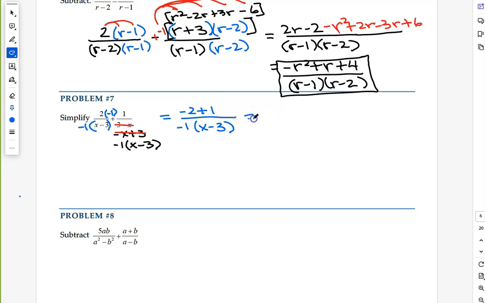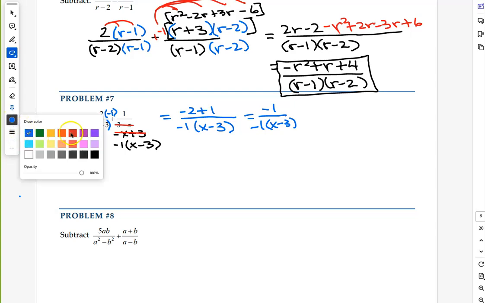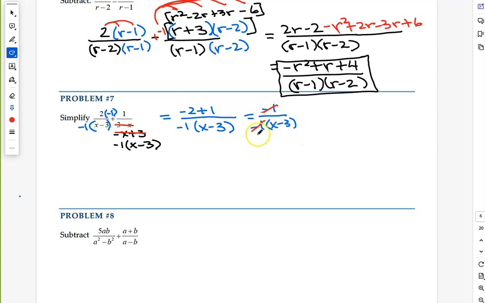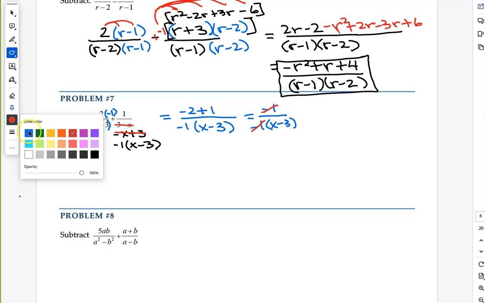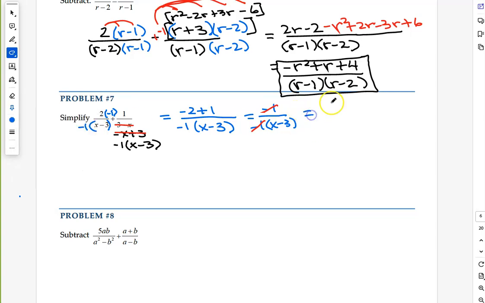And now let's simplify the top. Remember, I haven't added and subtracted unless I combine those like terms together. So that's what I'm doing here. And I get negative 1. Negative 2 plus 1 is negative 1. And then all over this. So is there a common factor I can divide out? Those negative 1s are both the same, right? So I can divide those out. And so that's going to leave me with 1 on the top and then x minus 3 on the bottom. And so that would be the final answer on that one.